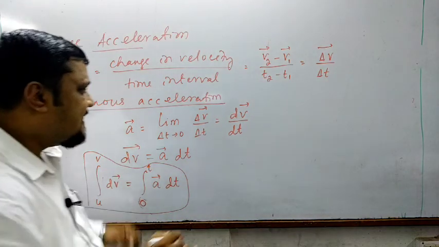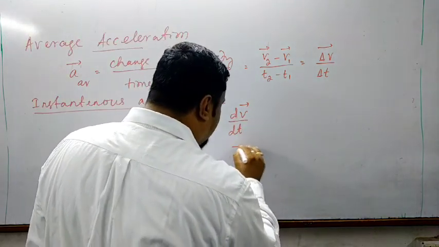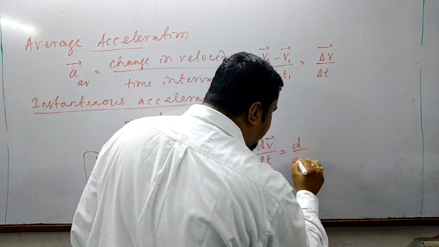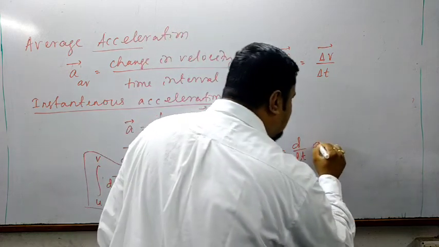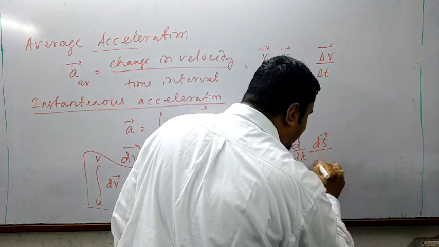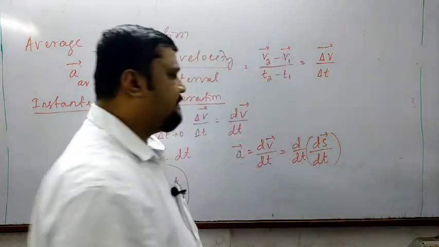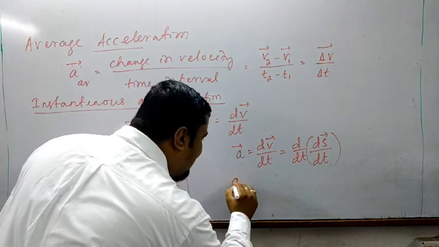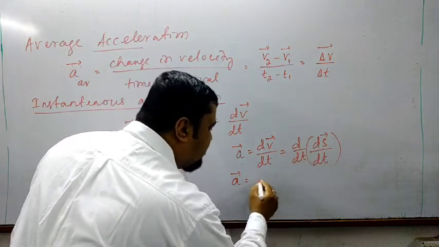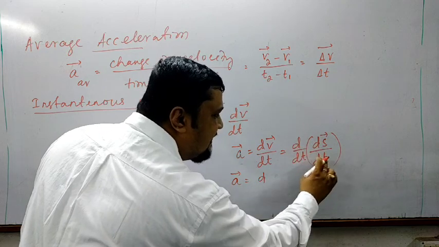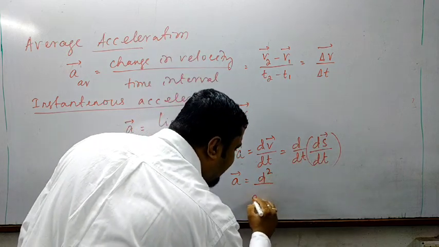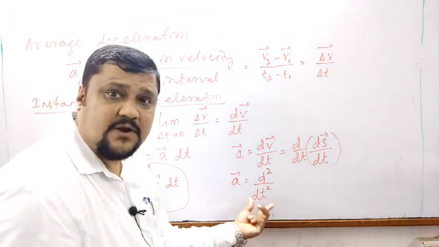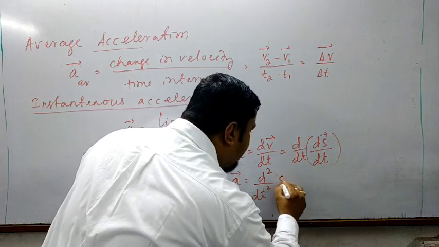Another form: a is equal to dv by dt, so I can write this as d by dt of v, where v is ds by dt or dx by dt, displacement. So this is d by dt of ds by dt. This is a double derivative, written as d square s by dt square. It is one term, not d into t, not d square by d square t square.